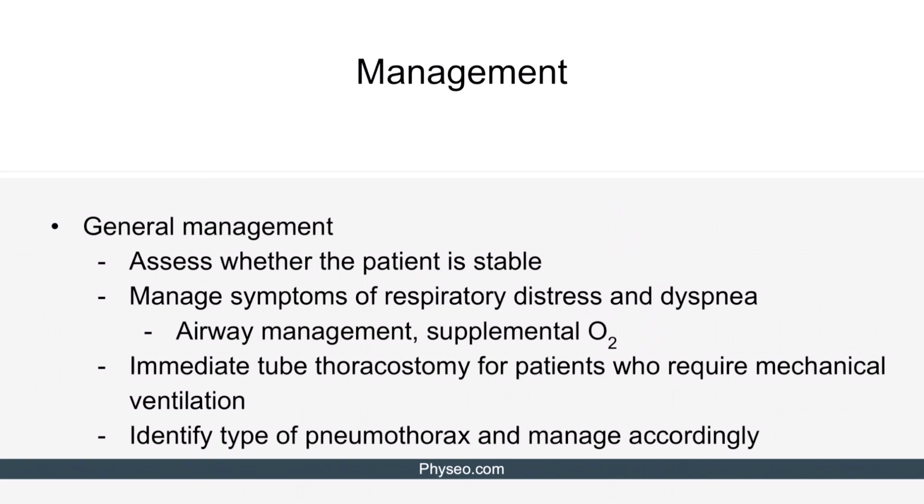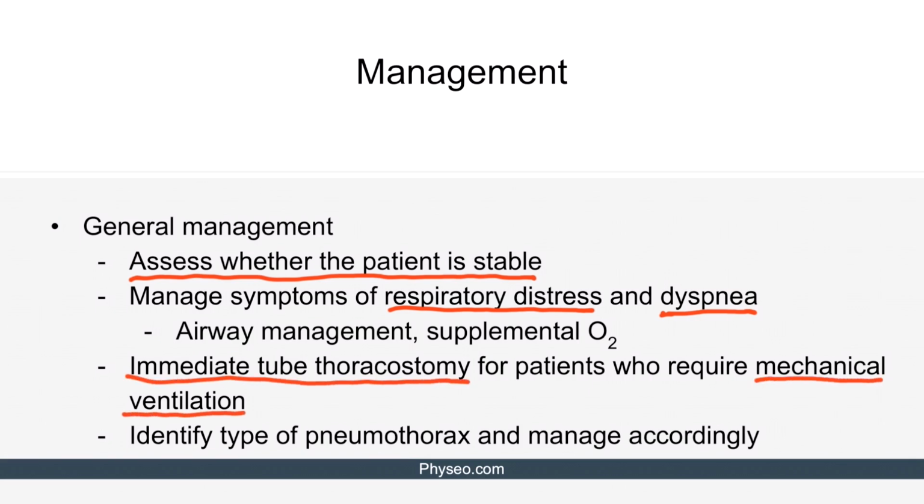The general management of pneumothorax starts with assessing whether the patient is stable. Airway management should be ensured in patients presenting with respiratory distress and patients who are dyspneic. Supplemental O2 treatment should also be administered. Remember that immediate tube thoracostomy should be done for patients who require mechanical ventilation. The type of pneumothorax needs to be identified and managed accordingly.